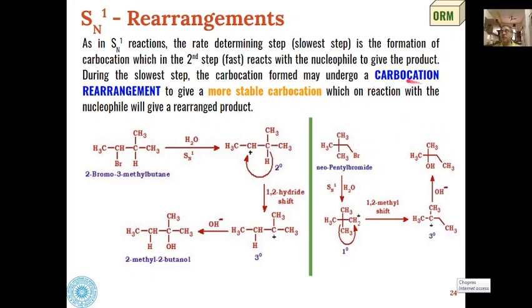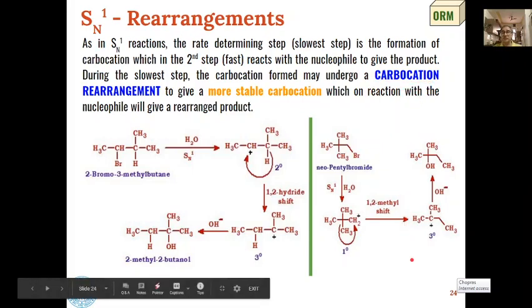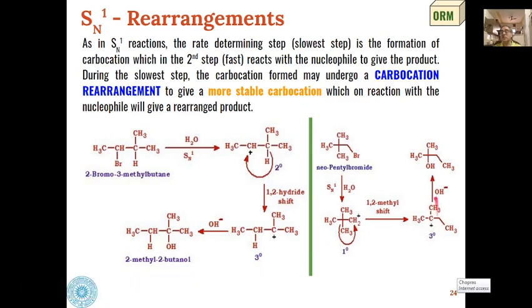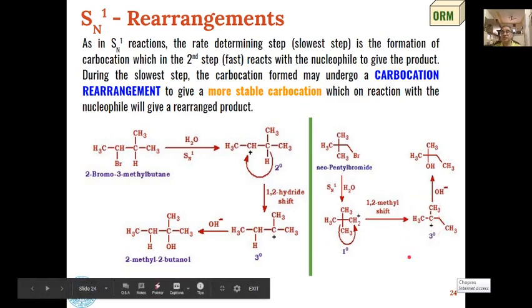So the product has been formed by carbocation rearrangement, and these rearrangements only take place because the less stable carbocation changes into a more stable carbocation. In this case, secondary to tertiary; in this case, primary to tertiary, which are more stable carbocations.